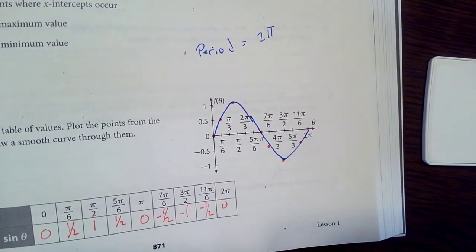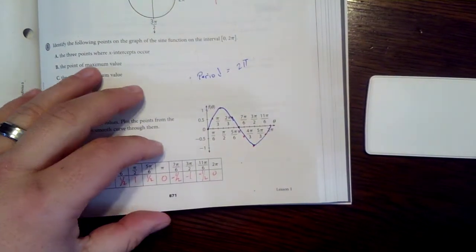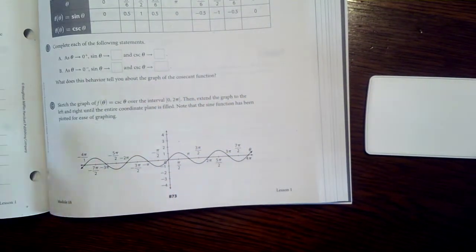So now I'm going to go to the next page. I'm going to zoom us back out a little. And we're going to go to the next page, and we're going to do the cosine function.